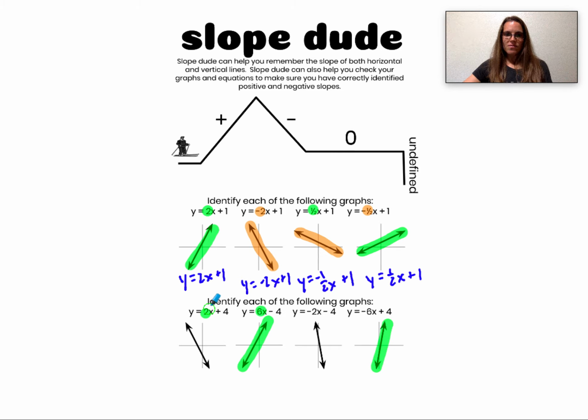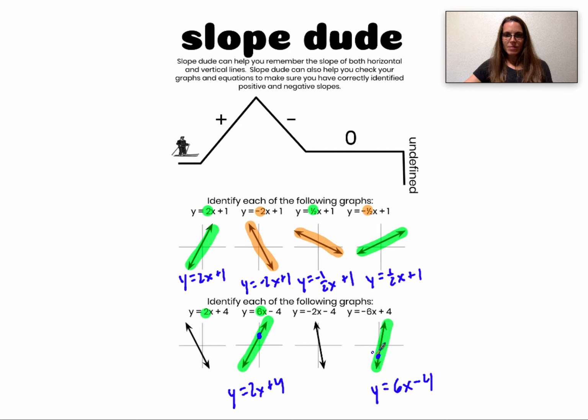Now I can talk about the effect of the 2 and the 6 as the slope, but notice I can also distinguish these two just using the y-intercept. The y-intercept here is 0, 4. The y-intercept here is 0, -4. I can therefore match these just using the fact that this one has a positive y-intercept and this one has a negative y-intercept. This is y equals 2x plus 4. This is y equals 6x minus 4.